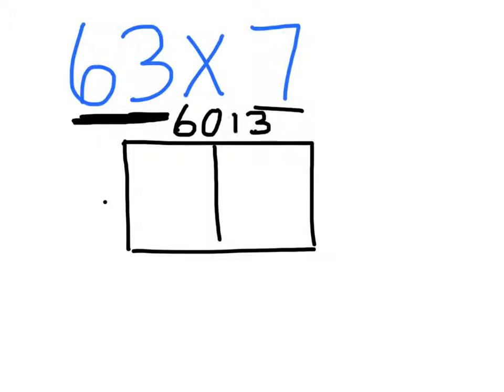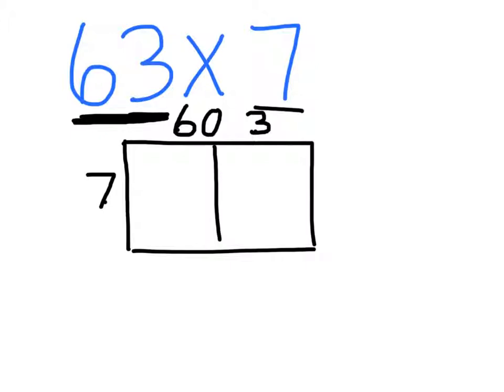60 plus 3 does in fact equal 63. So that should be pretty clear for you. Over on the left side of the box, we are going to just put 7. Okay? Now you can put the 7 on the left side or you can put the 7 on the right side. I prefer to put it on the left.